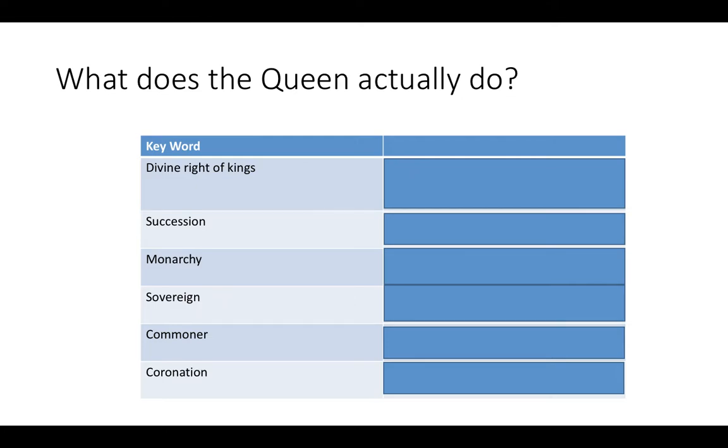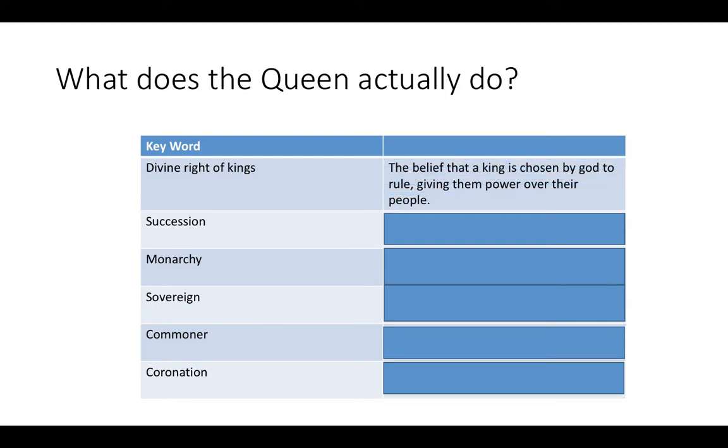So let's start with divine right of kings. Hopefully a lot of you will know this already, but the divine right of kings is the belief that a king is chosen by God to rule, giving them power over their people. So the king's power is increased because people think that God has put them on earth to be king. It's mainly aimed at people who are very religious, and as we know, people were a lot more religious in our history, so that would have given the king a lot more power.